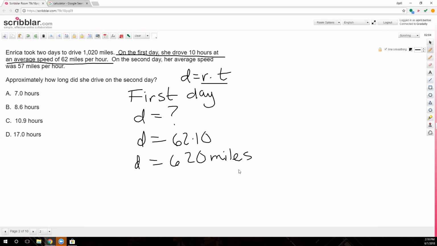So we take the information given, use it to find distance. Now we need to find what distance did she drive the second day. This has to do with the total amount. The total was 1,020 miles. And then only on the first day was 620. So how can we use the total amount, 1,020, and the amount she drove the first day to figure out how much she drove the second day? What do we do with those two numbers? Or what is the distance she drove the second day? Either way.